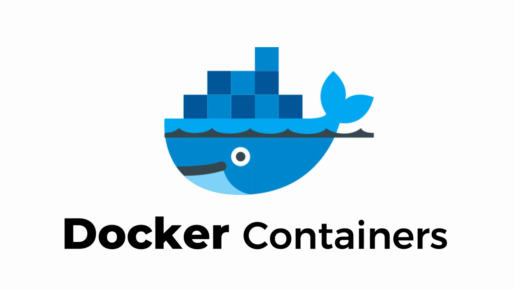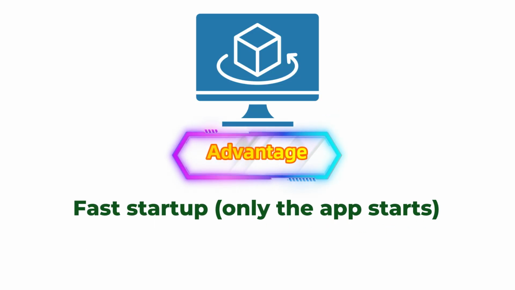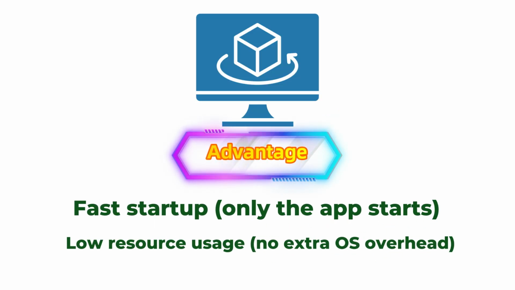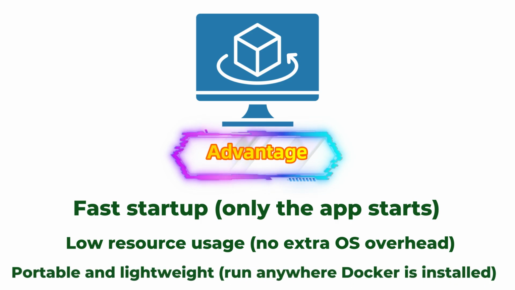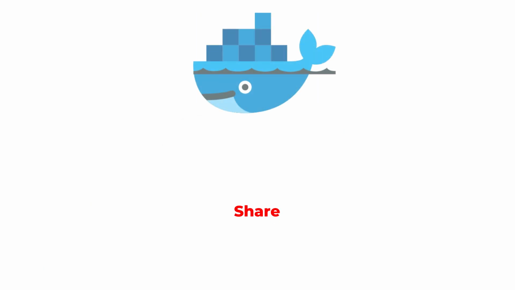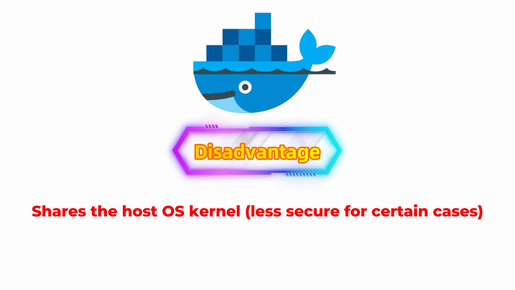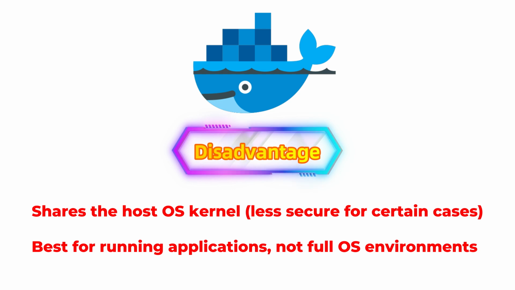Containers, Docker, Kubernetes. Fast startup, only the app starts. Low resource usage, no extra OS overhead. Portable and lightweight, run anywhere Docker is installed. Shares the host OS kernel, less secure for certain cases. Best for running applications, not full OS environments.